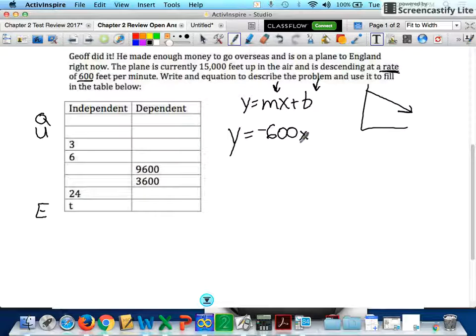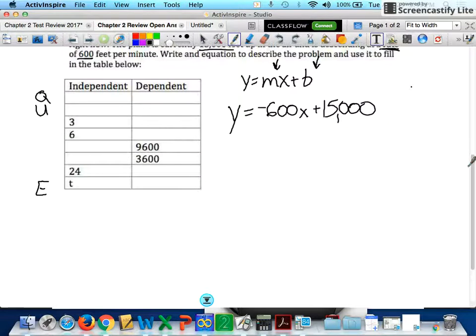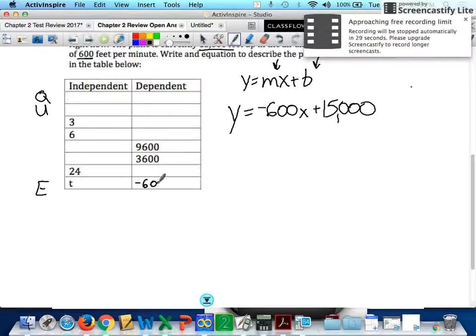600x. And then we actually have a starting point this time, because if not, our plane would already be on the ground. We've got to have a starting point. And our starting point is given to us. We are at 15,000 feet. So we're 15,000 positive feet up in the air, and we're coming down from there. Well, again, our problem wants you to use t, so we'll just oblige it, and we'll change our x to t: negative 600t plus 15,000.